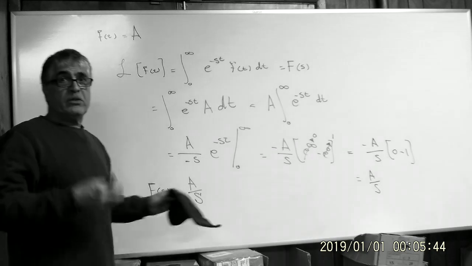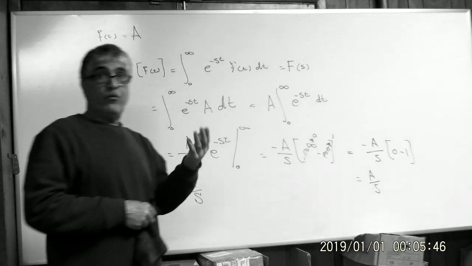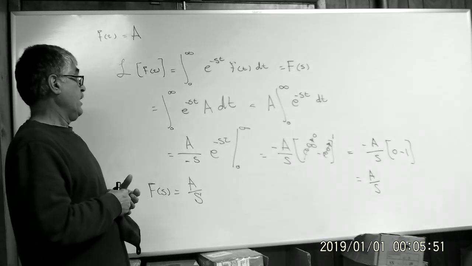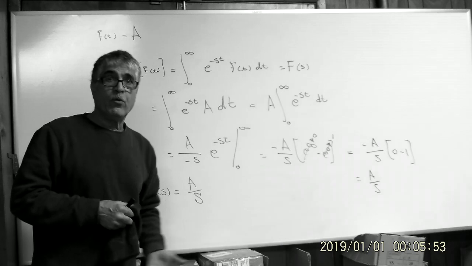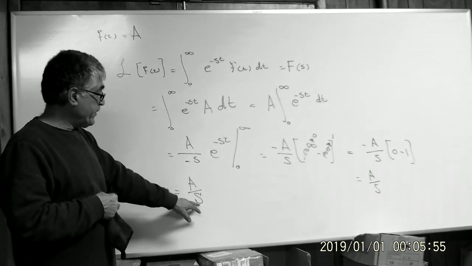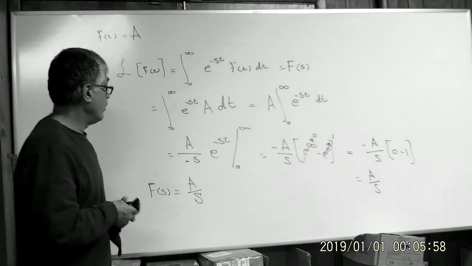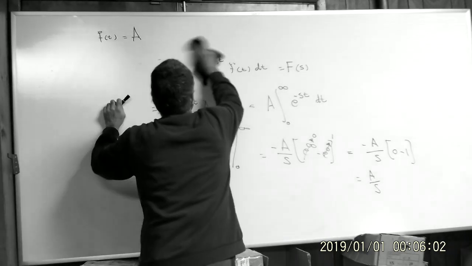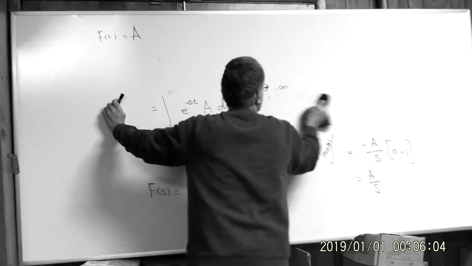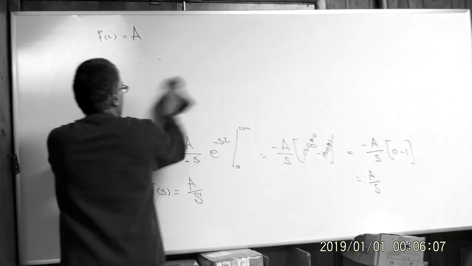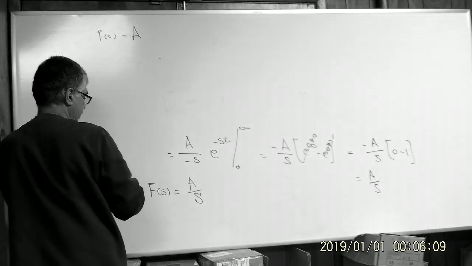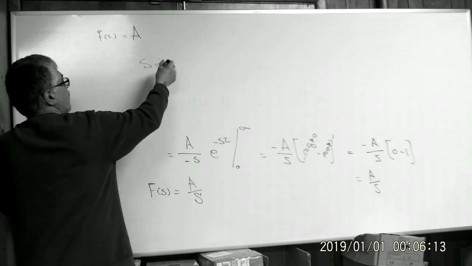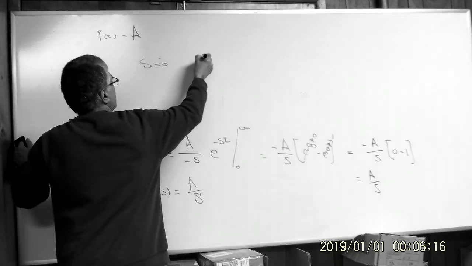Now, for inverse Laplace transformation, the first step is we have to find the poles of F of s. And in order to find the poles of F of s, we set the denominator equal to 0. So s is equal to 0. So our pole will be 0.